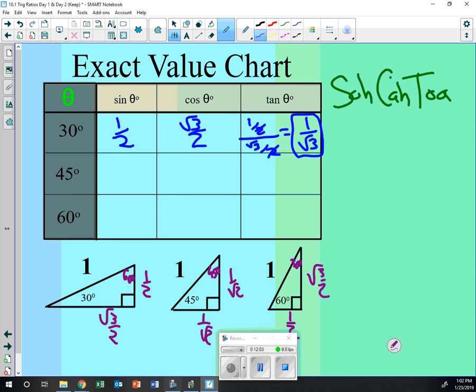So for 45, the opposite is 1 over the square root of 2 over 1, which is just 1 over square root of 2. And the cosine will be the exact same thing. What's great is when you go 1 over square root of 2 and divide by 1 over square root of 2, what are you going to get equal to?